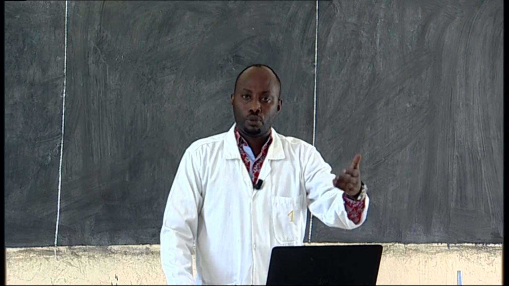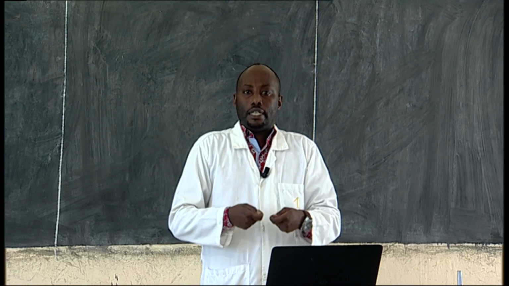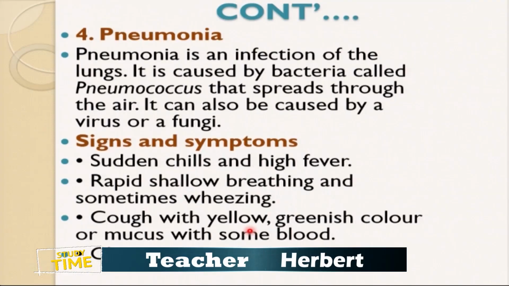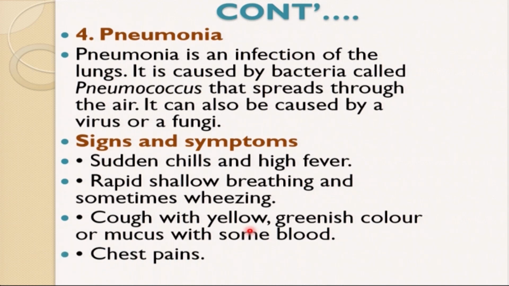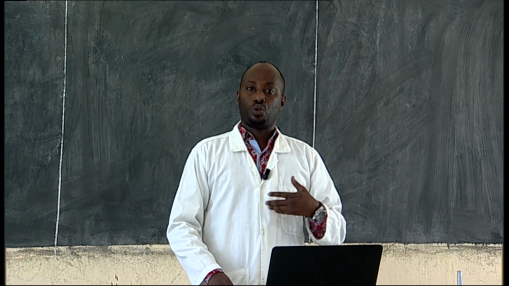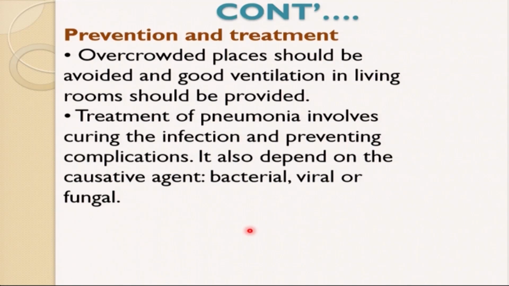What are the signs and symptoms of pneumonia? Sudden chills and even high fever. Rapid, shallow breathing and sometimes wheezing. When a person is wheezing, the air is not moving smoothly in the lungs. We have coughing with yellow or greenish mucus with some blood. The sputum may have some blood, and the person will also have chest pains. How can we prevent that one?